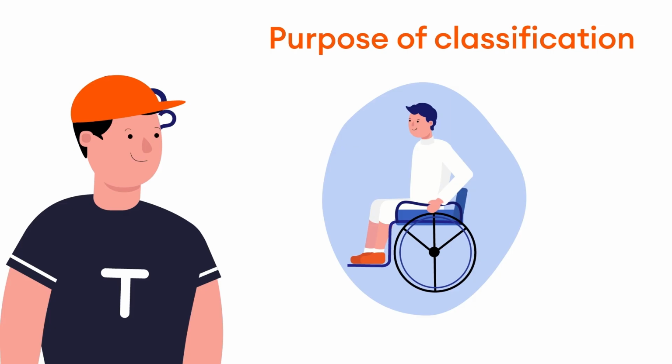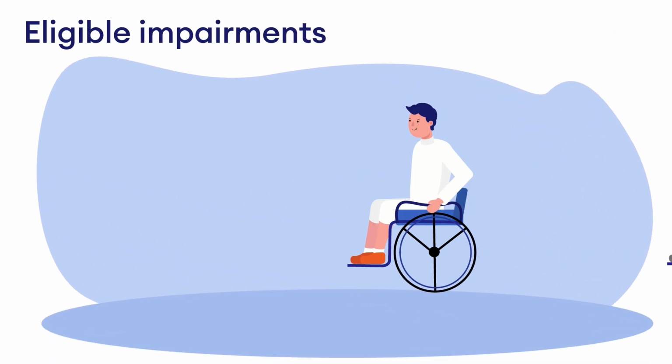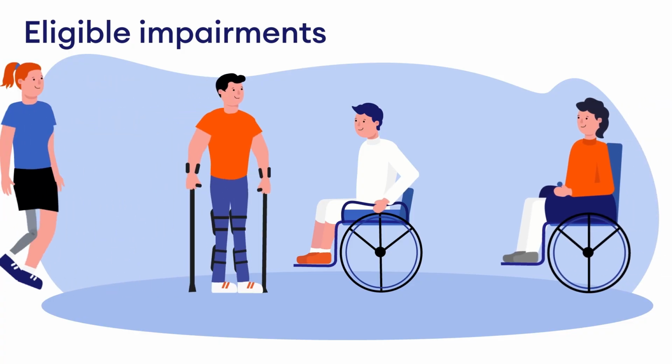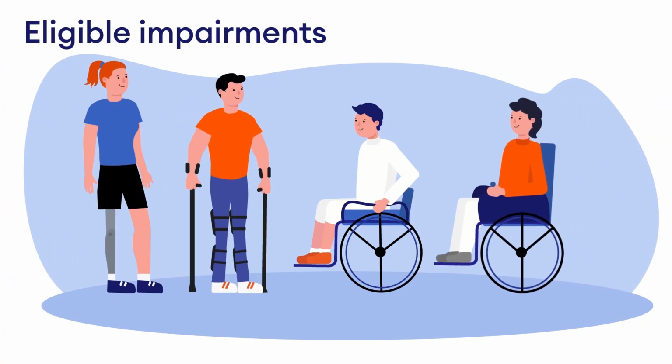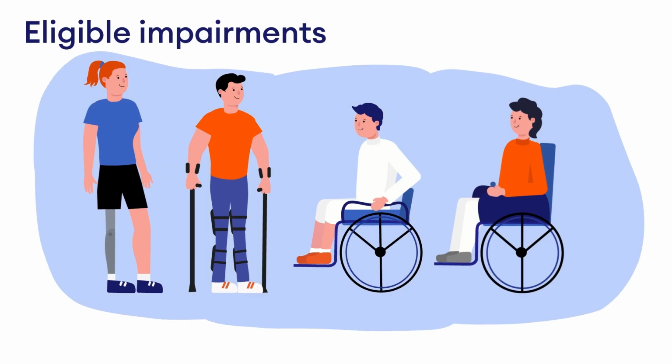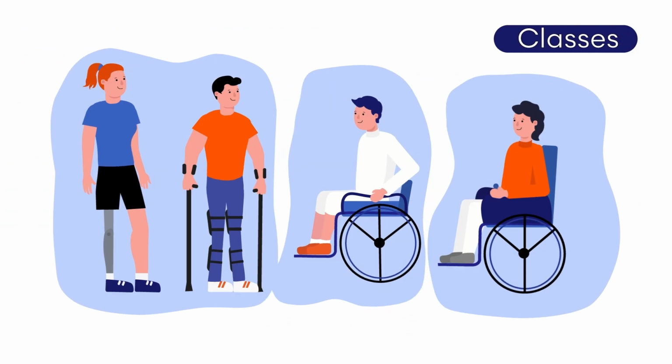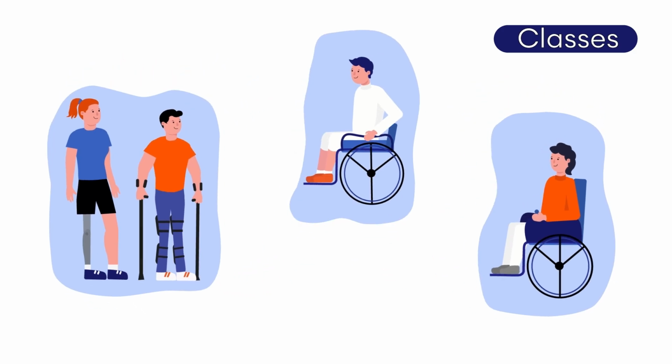What is the purpose of classification? Classification ensures that athletes who compete at the highest levels have eligible impairments that impact their sport performance, and groups them together. This ensures a level playing field. Classification groups eligible athletes into sport classes. This is based on the extent to which their impairment impacts their ability to execute the specific tasks and activities fundamental to the relevant para sport.